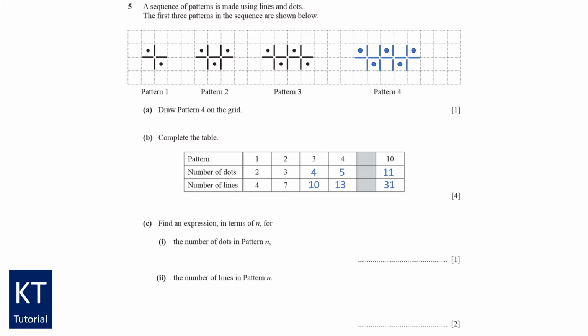Question 5c. Find an expression in terms of n for the number of dots in pattern n. As the number of dots is just 1 above the pattern number, this is n plus 1. Next, find an expression in terms of n for the number of lines in pattern n. With the sequence being one that adds by 3 in succession, the expression would have the element 3n. Next is to find the offset k for when n equals 1 is equal to 4.